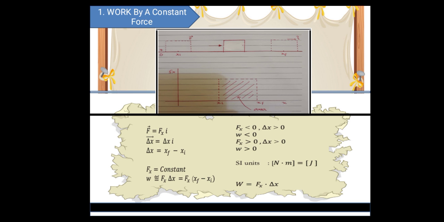This is the definition where the force is constant. If the force Fx is negative and the displacement is in the positive direction, then the work is negative. If the force Fx is positive and the displacement is positive, then the work is positive. Work is the product of force and distance. The unit is Newton times meter, equal to joule. In the first graph, the x component of the force has some origin at x.